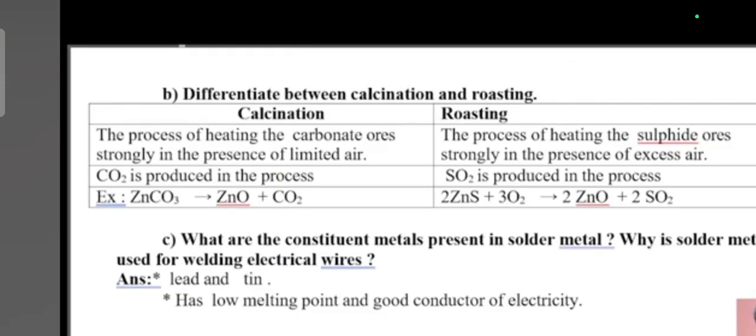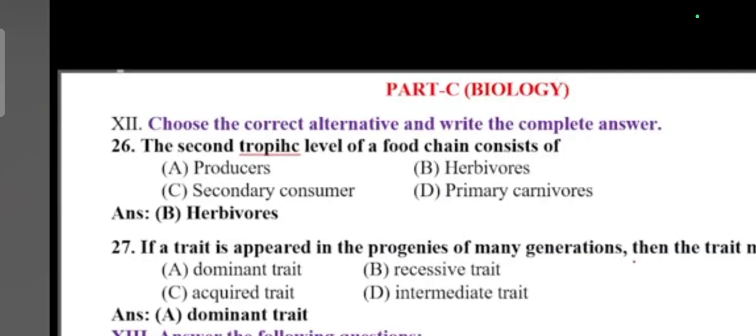Differentiate between calcination and roasting. What are the constituent metals present in solder metal? Why is solder metal used for welding electric wires? Next, biology part C. The second trophic level of the food chain consists of herbivores.